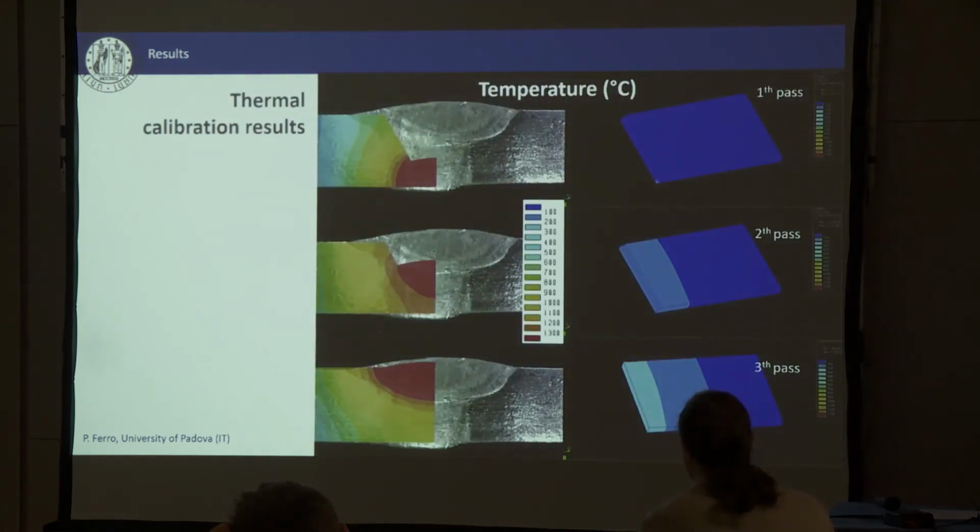These are the results in terms of temperatures. In particular, on the left side you can observe the three different fusion zones obtained during the three different passes, and on the right side, the video shows you the variation of temperature during time for the three passes: pass 1, pass 2, pass 3.